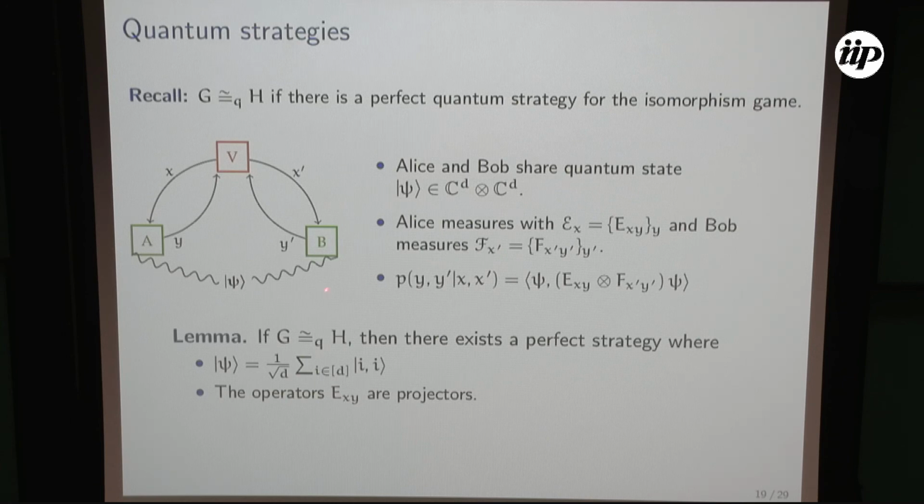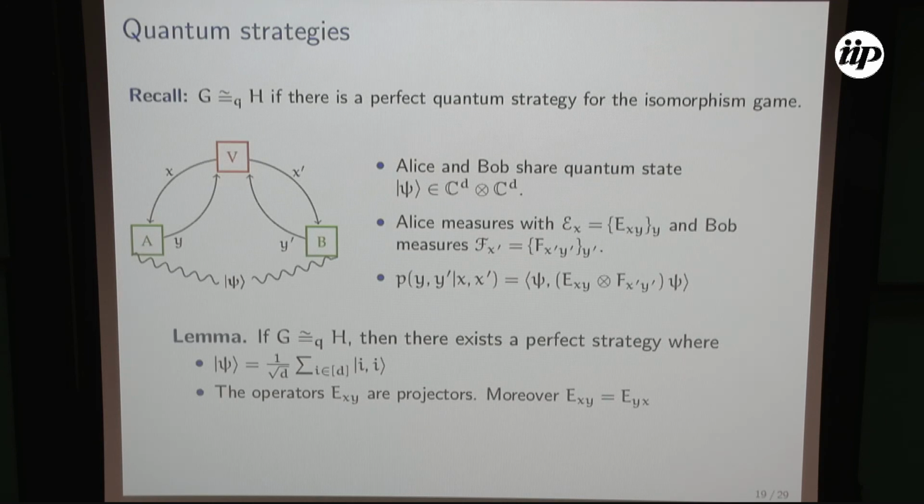So in a general strategy, we don't know what this state is. It could be any state. For this particular game, we can show that the state always has to be maximally entangled. We don't know the dimension, but we know that the state is going to be maximally entangled. We also can show that the operators are projectors. You can always get projectors by increasing your Hilbert space, but that's not what's going on here. Here, I'm restricting to the support of the state, and on the support of the state, the operators are projectors.